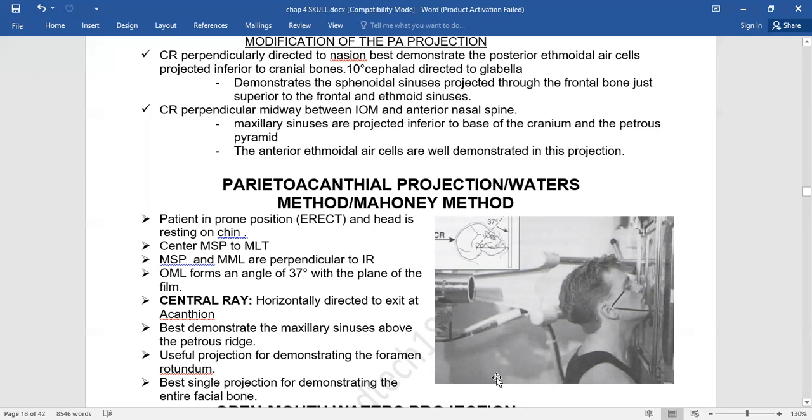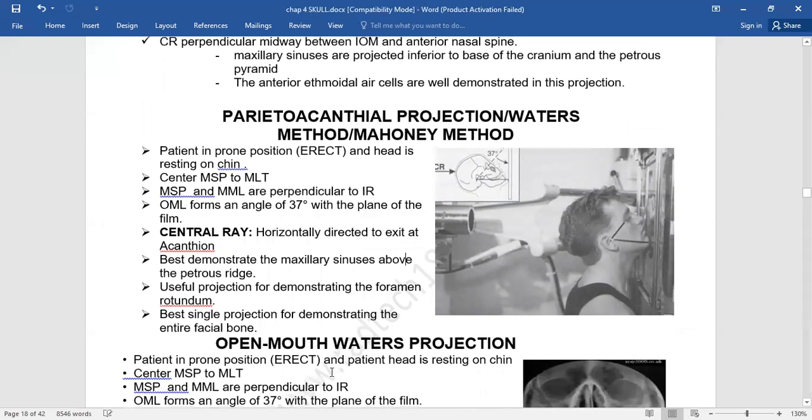Also used for projection for demonstrating the foramen rotundum, and it is the best single projection to demonstrate the entire facial bone. So if we want to see the whole facial bones, mas preferred Waters method or the Mahoney method.